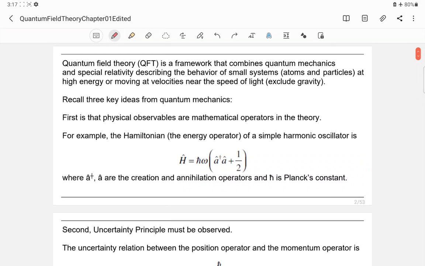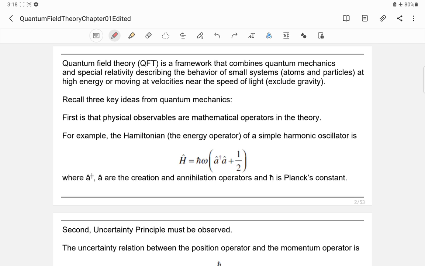So quantum field theory, or QFT, is a framework that combines quantum mechanics and special relativity. It describes the behavior of small systems like atoms and particles moving at very high speeds, that is near the speed of light. Here we will exclude gravity.